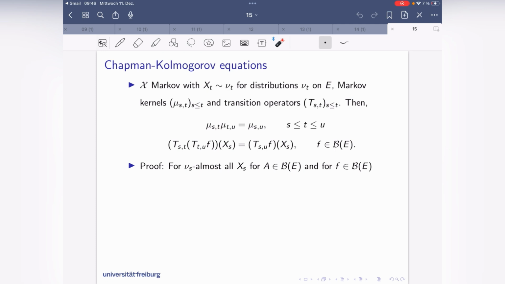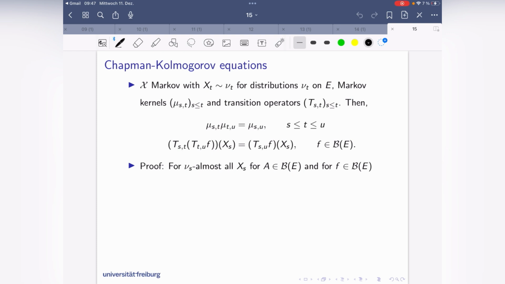That's the result. So you have a Markov process with these Markov kernels, then this here holds. And the same is true also for the transition operators. So the transition operator from S to T, T to U, applied to F is the same as applying the transition operator from S to U. So why is that? How could we prove this?